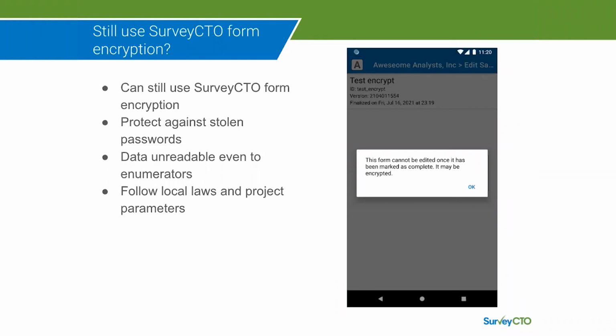Overall, use your best judgment when deciding which security features to use, whether you use form encryption, device encryption, or anything else to protect your data. Use the security settings that work well for your project and make sure your team knows the importance of securing the data they collect, and be sure to follow local laws regarding data protection.